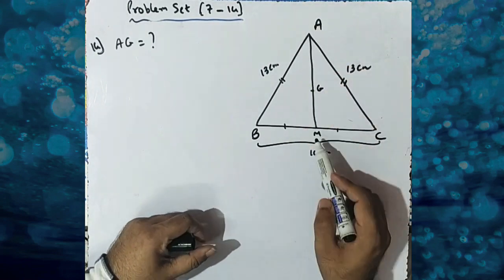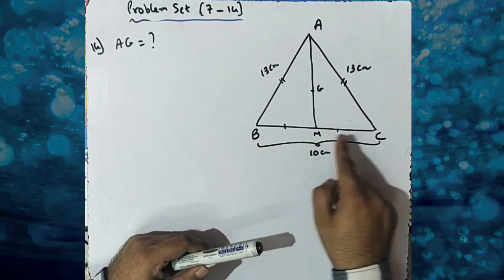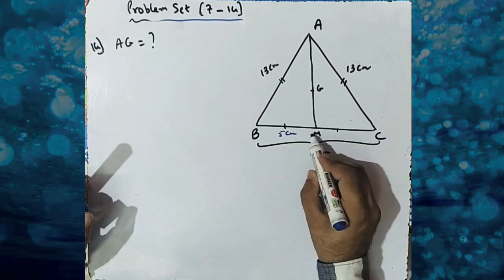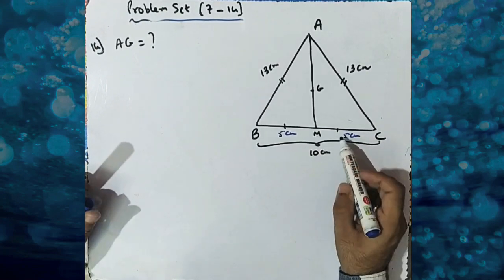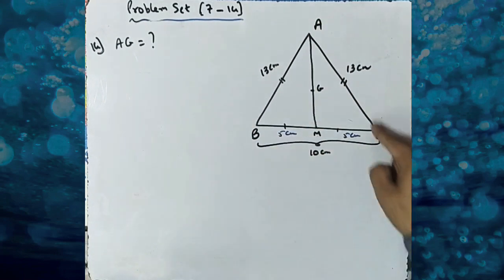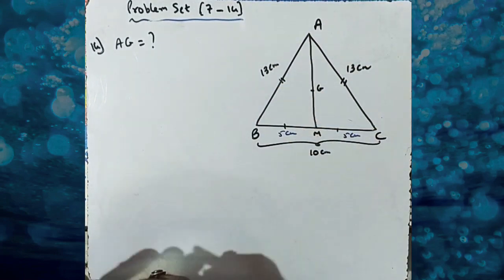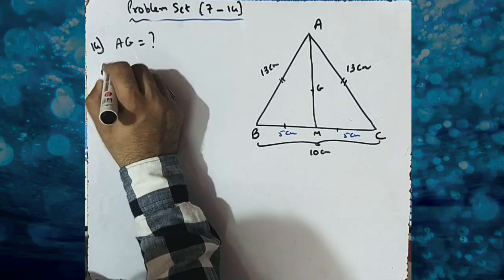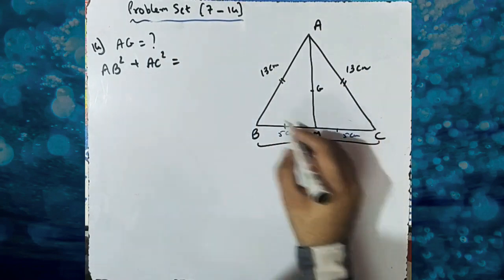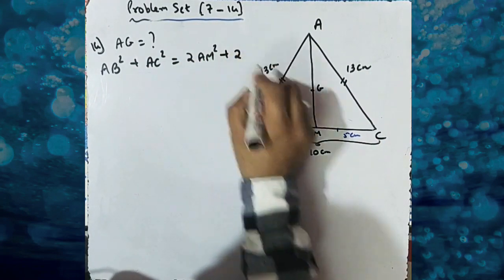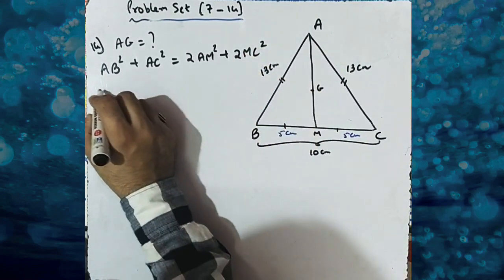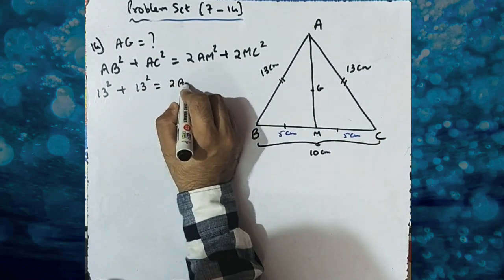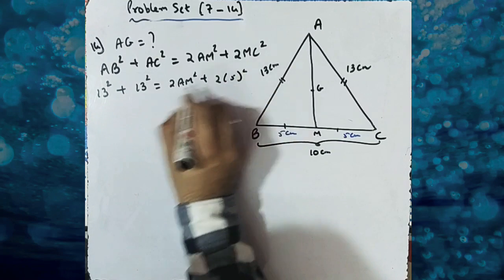Because AM is the median, therefore M is the midpoint of BC. M is the midpoint of BC, so BM will become 5 centimeter. MC will also become 5 centimeter. In triangle ABC, AM is the median. So let us apply Parallelogram theorem over here. AB square plus AC square is equal to 2AM square plus 2MC square. Substitute the values. AB 13 square, in the place of AC will also come 13. 2AM square plus 2 into 5 square.